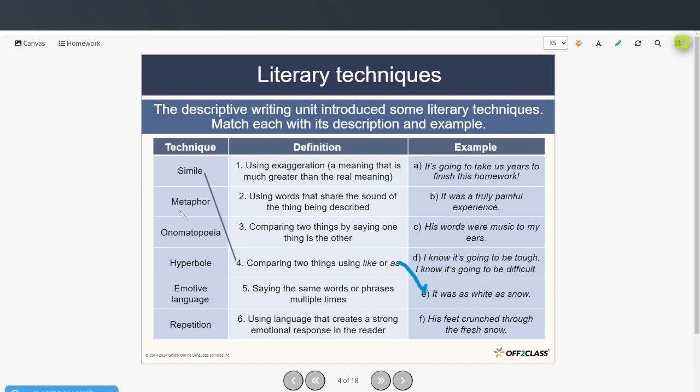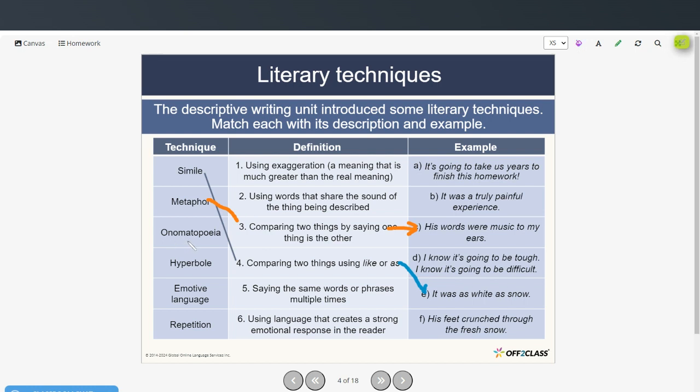All right, a metaphor. So that is comparing two things by saying that one thing is the other, not using like or as, but saying the thing is the other. So an example of that would be, his words were music to my ears. I'll change color here so we can keep all of these straight.